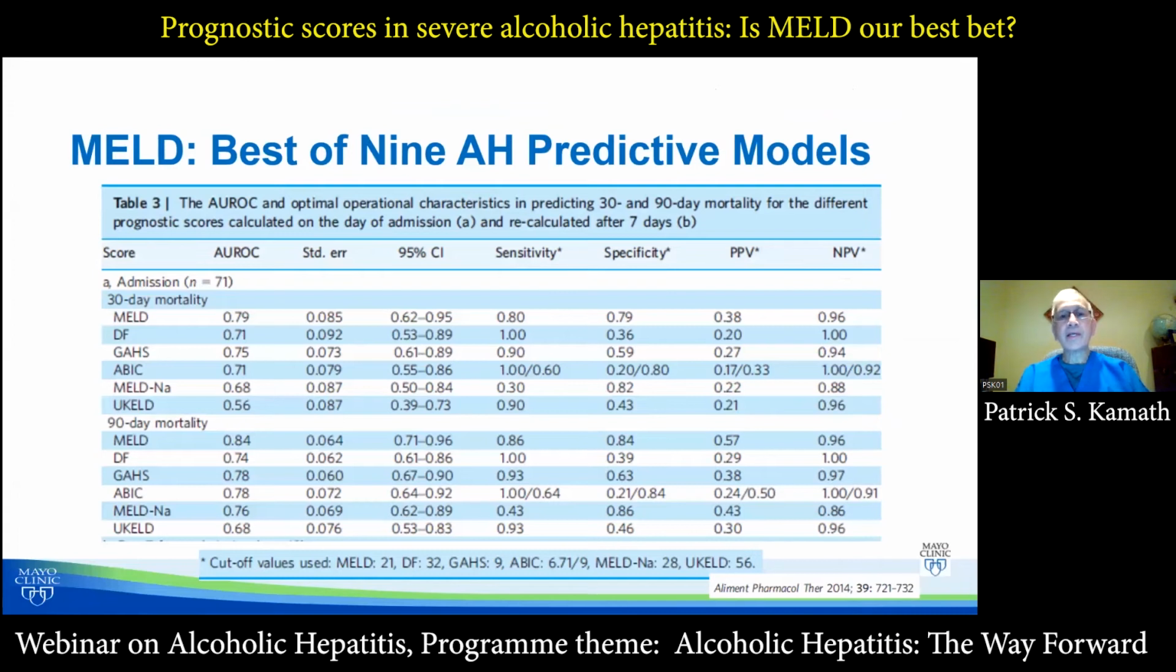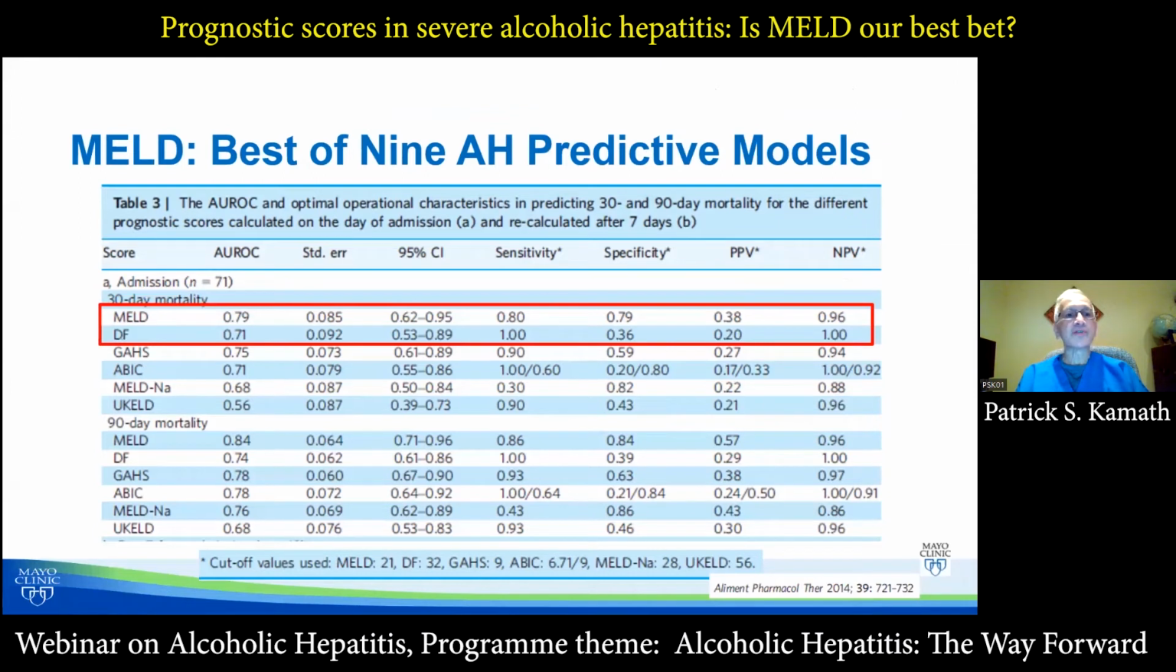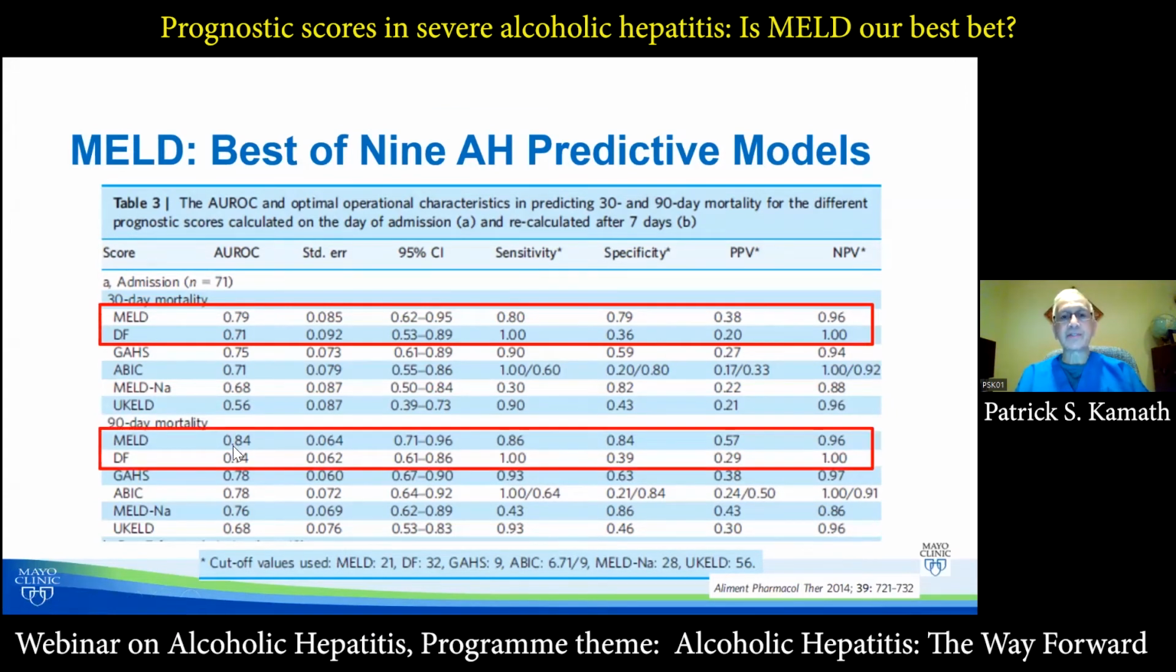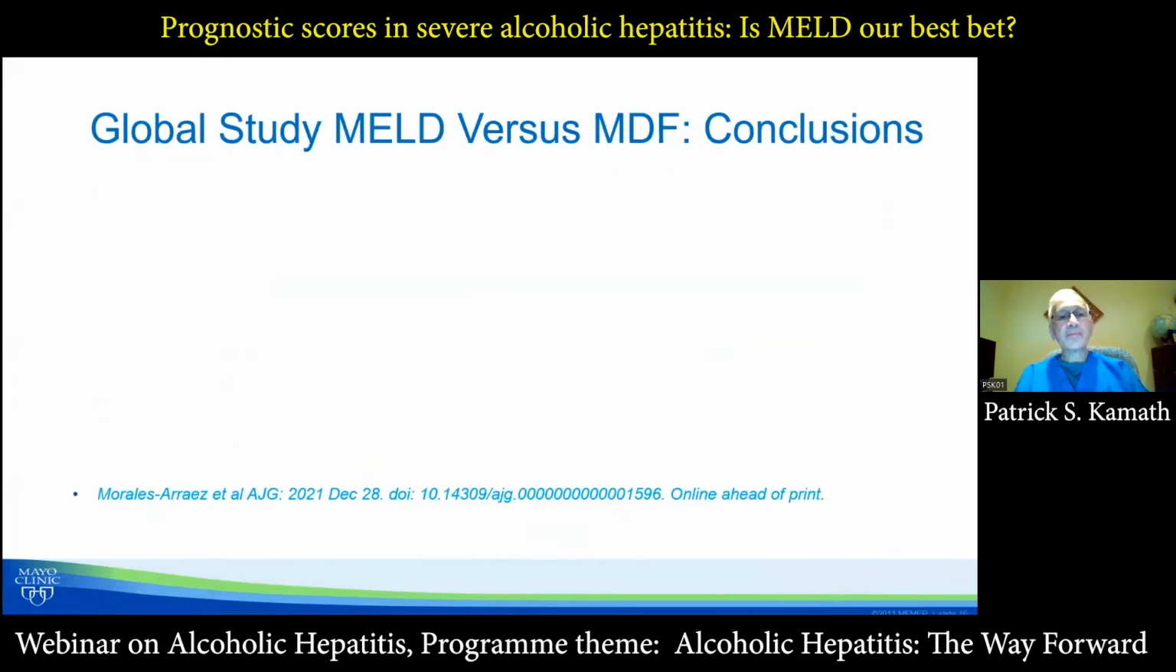So this study about 8 years ago compared MELD versus other predictive models. Let's just focus on 30-day mortality and 90-day mortality and the area under the curve. So you can see here, area under the curve for 30 days, MELD was better than discriminant function, and also again for 90 days. But perhaps a better study is the one with JP and Ramon Botaya put together.